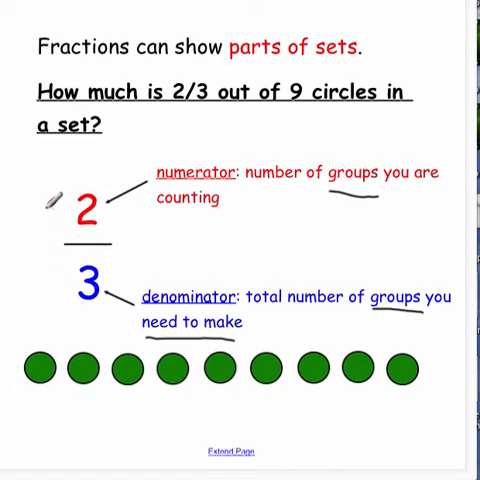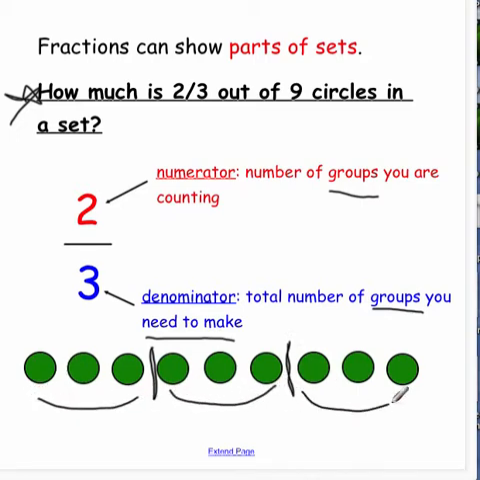The top number says I'm going to be counting 2 groups. My bottom denominator tells me I need to make 3 groups. So back to the original question. How much is 2/3 out of 9 circles? Here's my 9 circles. 1, 2, 3, 4, 5, 6, 7, 8, and 9. I'm going to think about the denominator first. I need to make 3 equal size groups out of these circles. If I circle them up here, I can make one group of 3 here and one group of 3 here. Now I have 1, 2, 3 equal size groups. That's my bottom number, 3 groups.